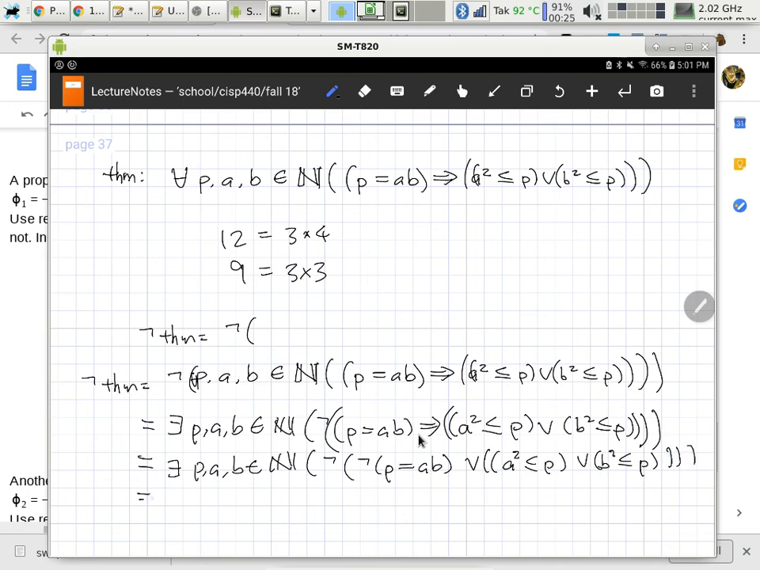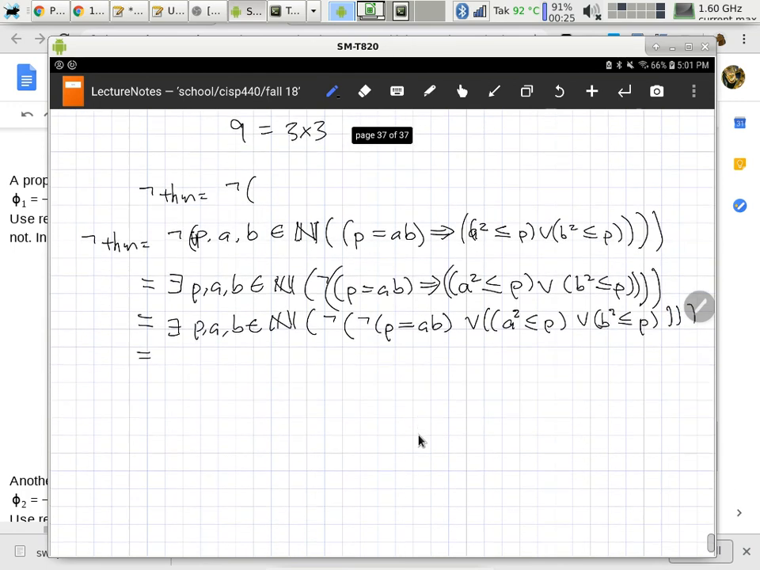There we go. Okay. Are we still doing okay so far? Okay. So I just got rid of the implication operator, that's all. So now we say there exists P, A, B in the natural number set. So now I'm going to apply De Morgan's law.